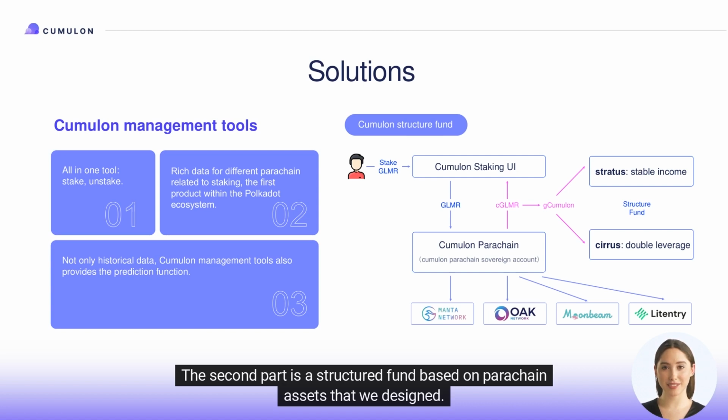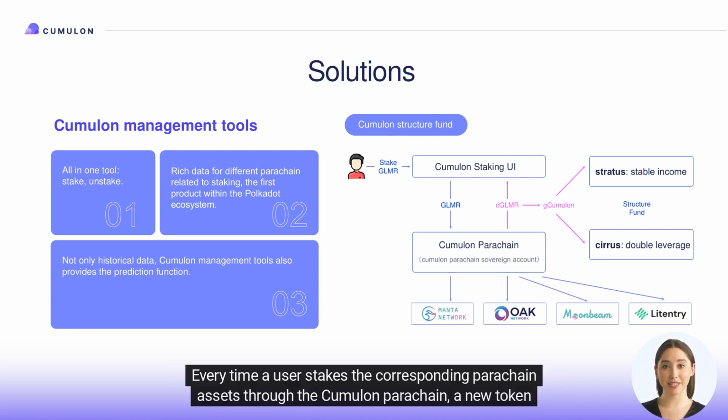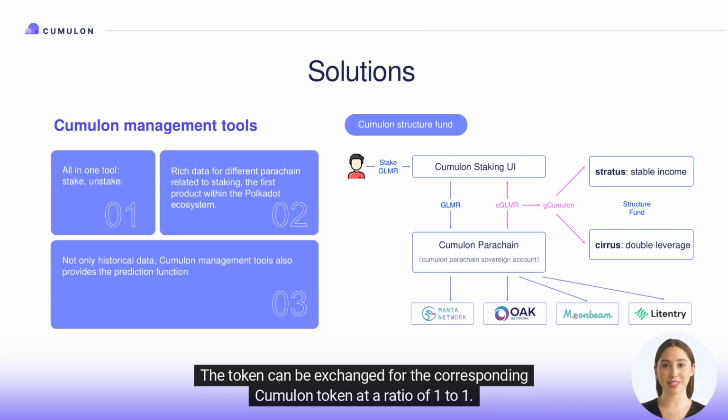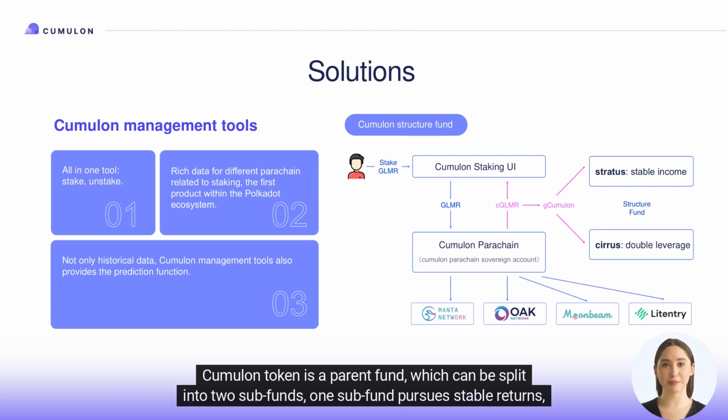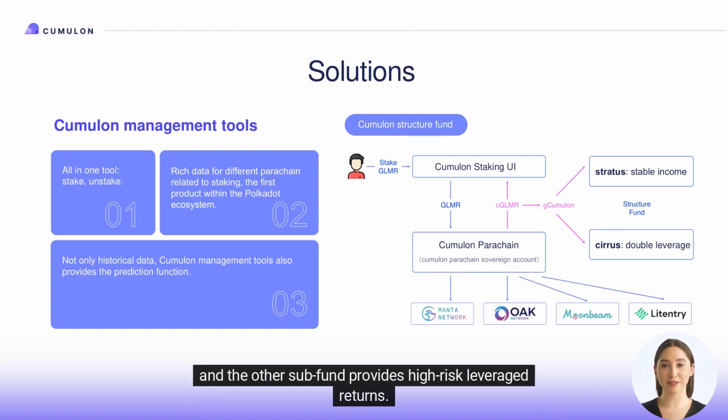The second part is a structured fund based on parachain assets that we design. Every time a user stakes the corresponding parachain assets through the Cumulon parachain, a new token will be minted. The token can be exchanged for the corresponding Cumulon token at a ratio of 1:1. Cumulon token is a parent fund, which can be split into 2 subfunds. One subfund pursues stable returns, and the other subfund provides high-risk leveraged returns.